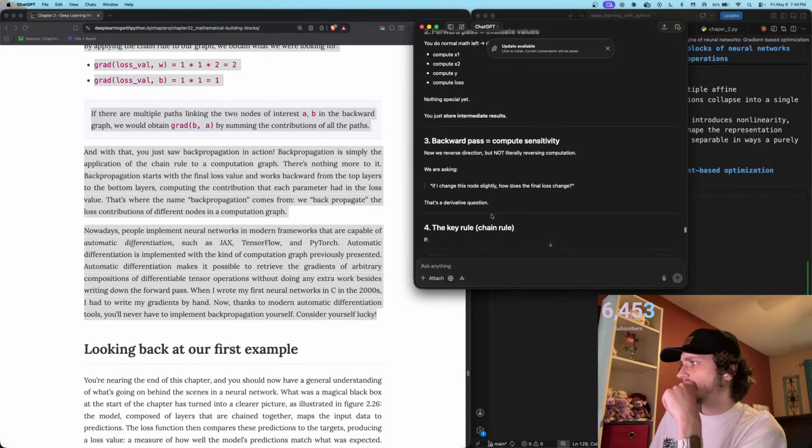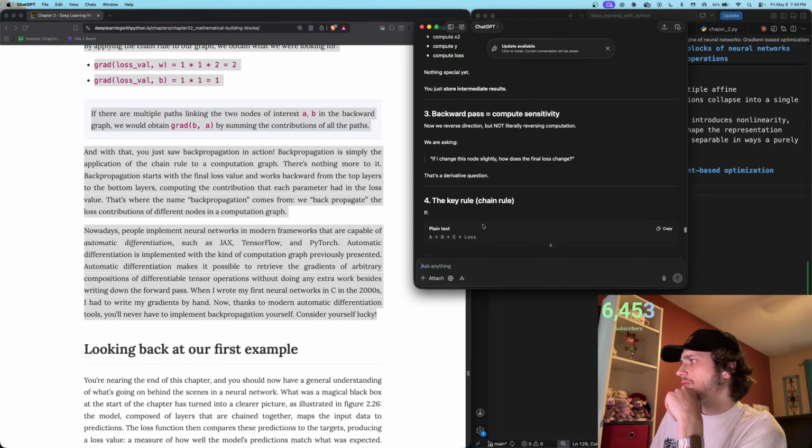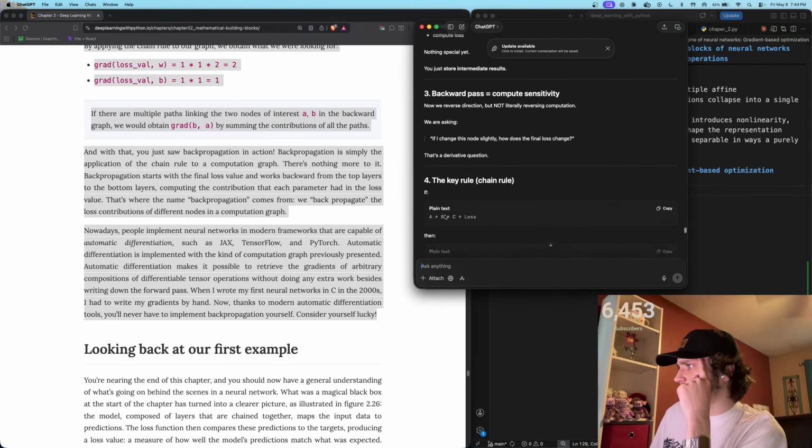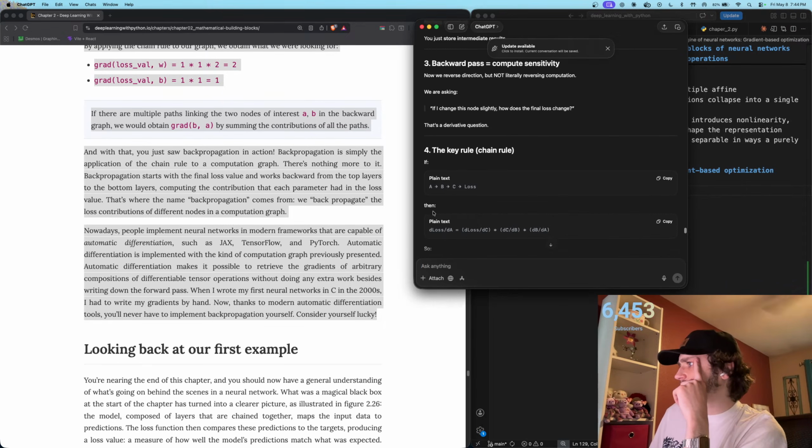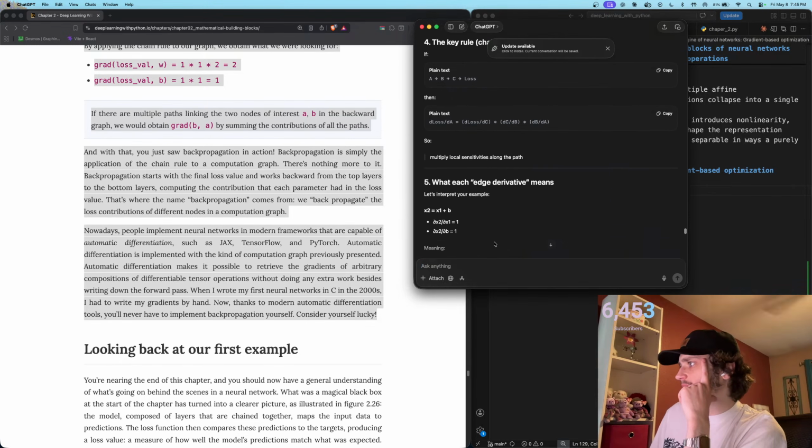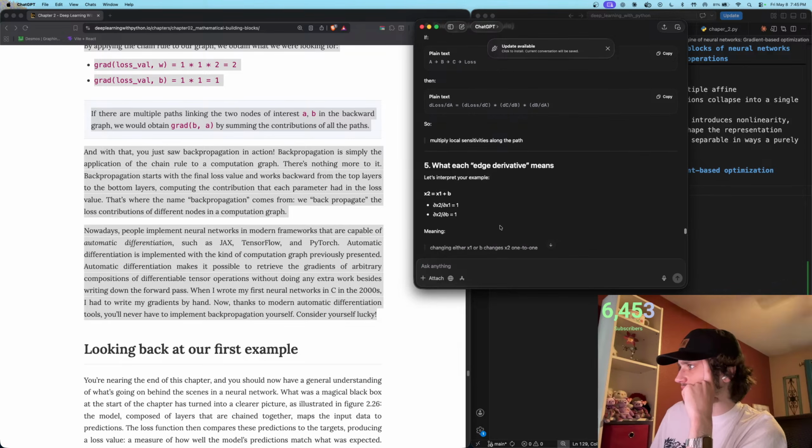That's a derivative question. The key rule is the chain rule. If A goes to B, which goes to C, which computes a loss, then in plain text, the derivative of loss over the derivative of A equals the derivative of loss over the derivative of C, times the derivative of C over the derivative of B, times the derivative of B over the derivative of A. So we multiply local sensitivities along the path. What does each edge derivative mean?